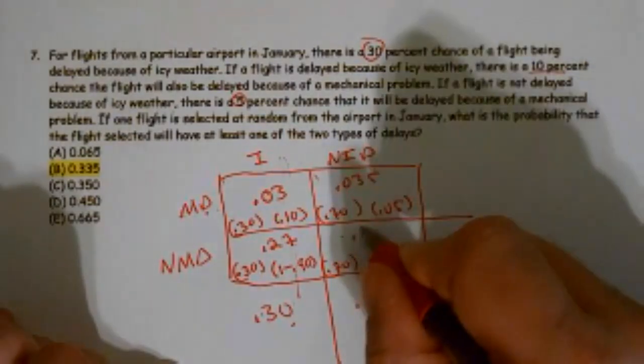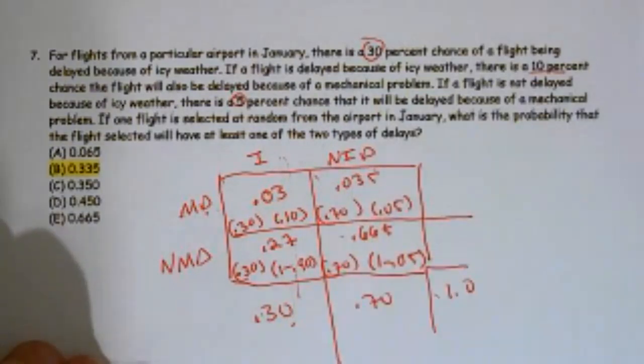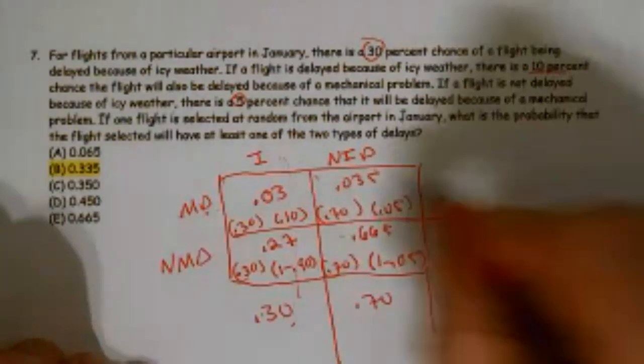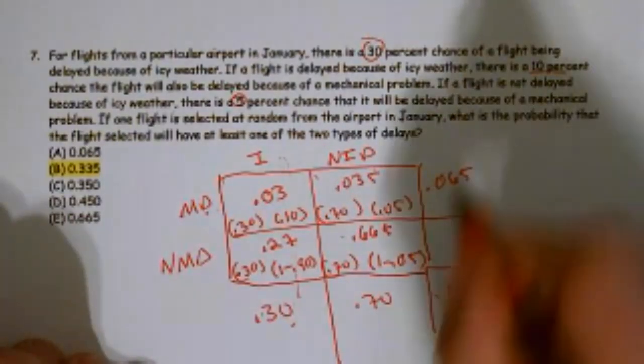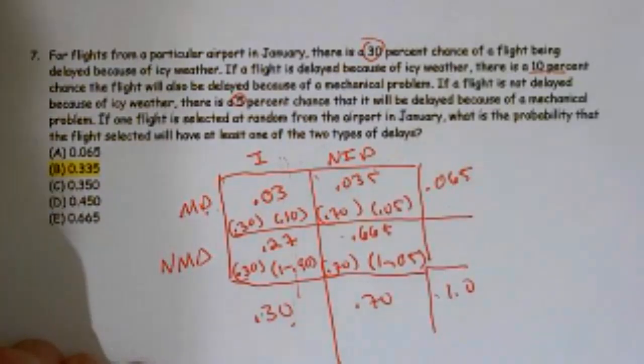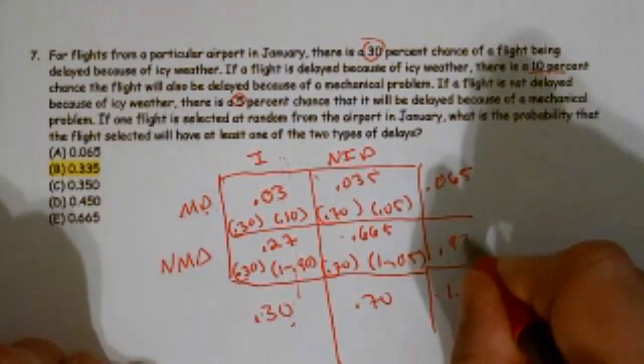So 0.665. All right. I sum these up and I get this to be 0.065. And this is 0.935.